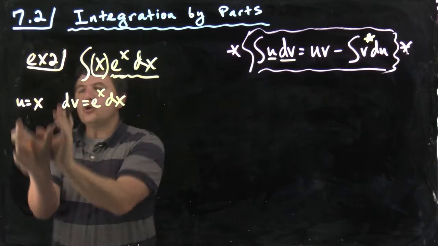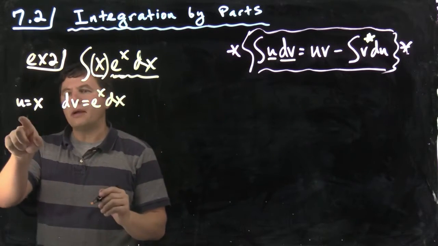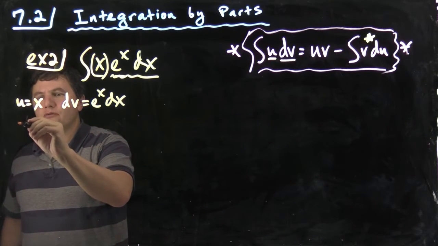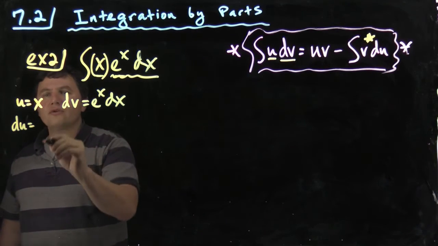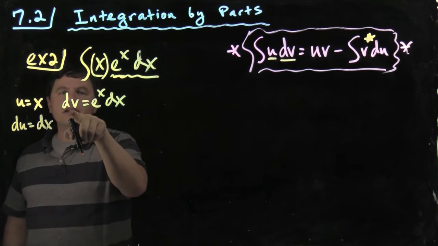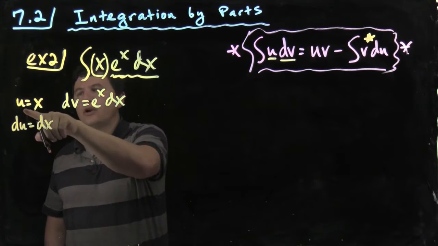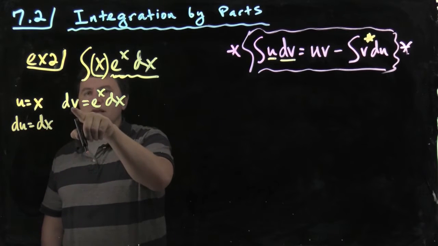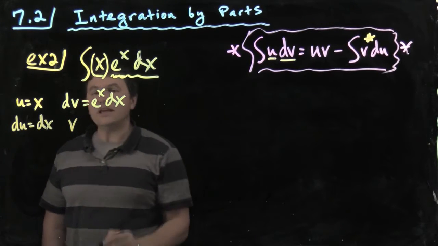Okay, so the u part is going to be just like u sub. I'm going to take the derivative of this. So the derivative of u, I'm going to call du. The derivative of x, of course, is 1, and then dx. Now, this, we're going to do the opposite. So here we're going from u to du. Here we're going from dv to v.